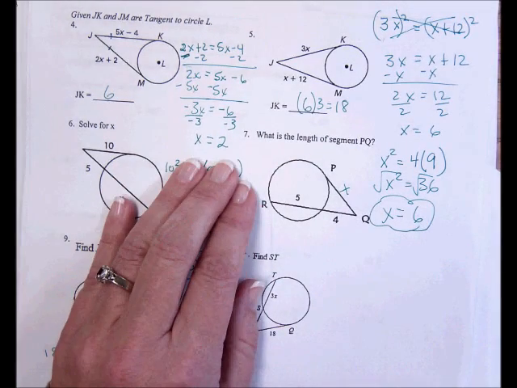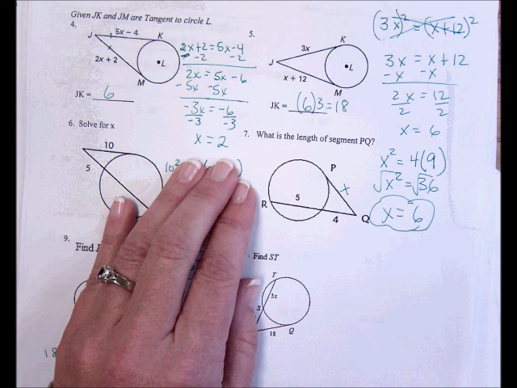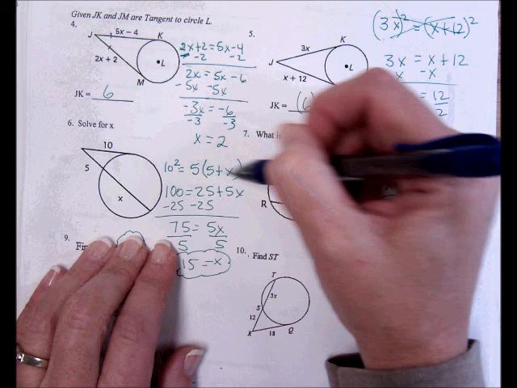So I set 2x plus 2 is equal to 5x minus 4. Subtract 2 from both sides, 2x is equal to 5x minus 6. I subtract 5x from both sides, divide by -3, and so x is equal to 2. And then it asks what JK is, and it'll be 4, which is number 5.